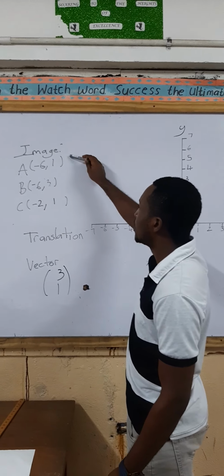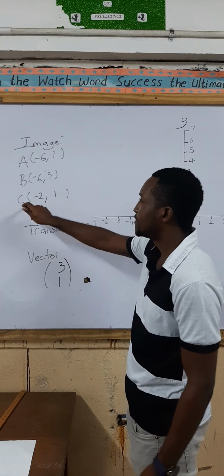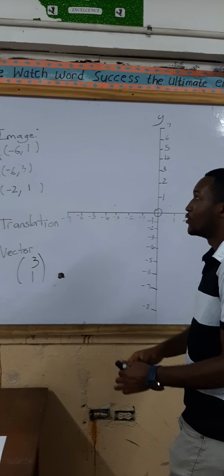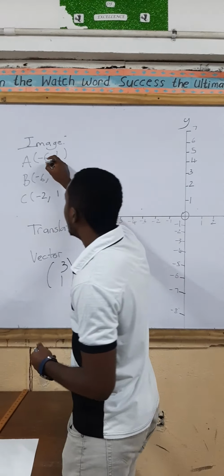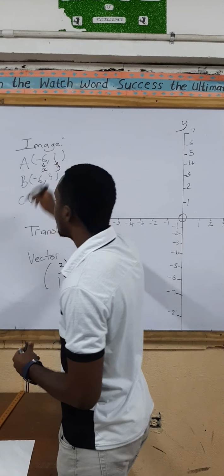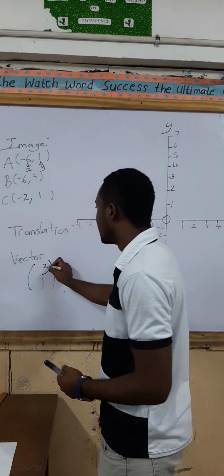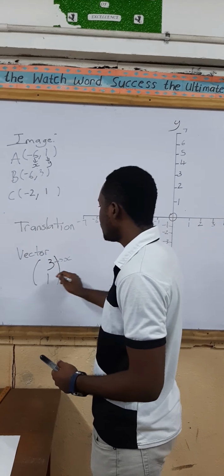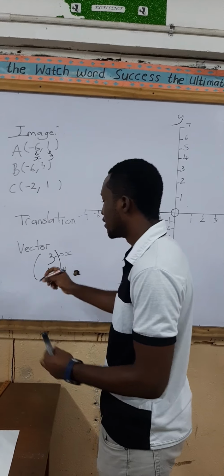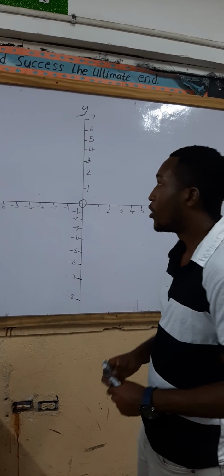So the image that we want to form is A, -6 to 1, B, -6 to 3, C, -2 to 1. And we know that all of the first values are the x coordinates, and the second ones are the y coordinates. Same with the translation vector. The first number is the x coordinate, and the second number is the y coordinate. So the first thing that we need to do is to plot our points.